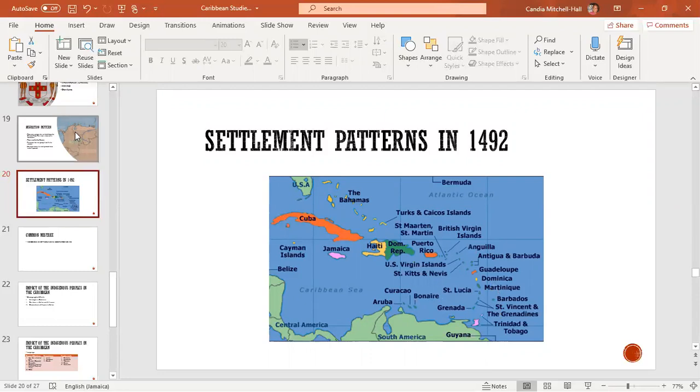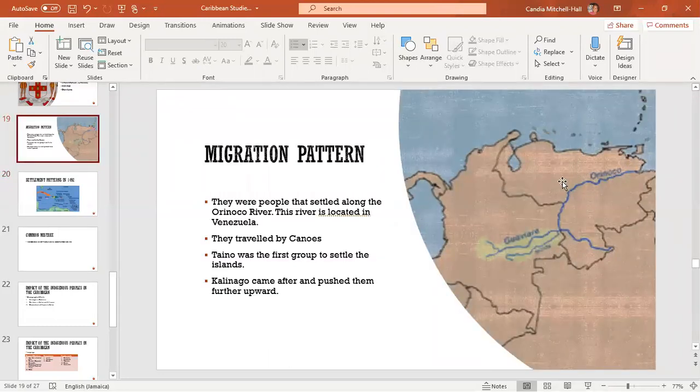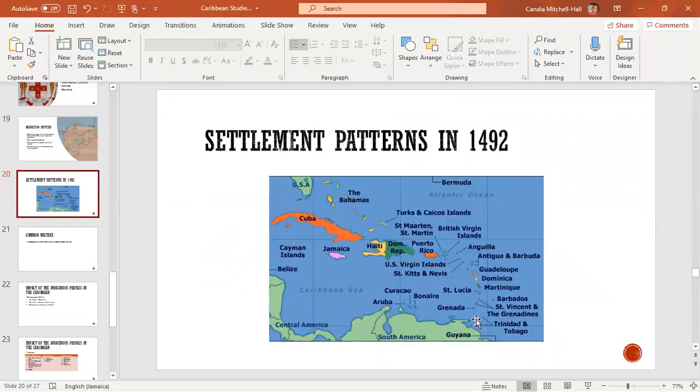Then another group that came from the same area, the same region, came after. That's why they both spoke the Arawakan language, because they came from the same region. The group that came after was called the Kalinagos. And so what is going to happen now, ladies, is that the Kalinagos are going to have fierce warfare with the Tainos. So some territories are going to have both Taino and Kalinago living on the same island. For example, Trinidad. Half of Trinidad, the Taino settled. Half of Trinidad, the Kalinago settled.